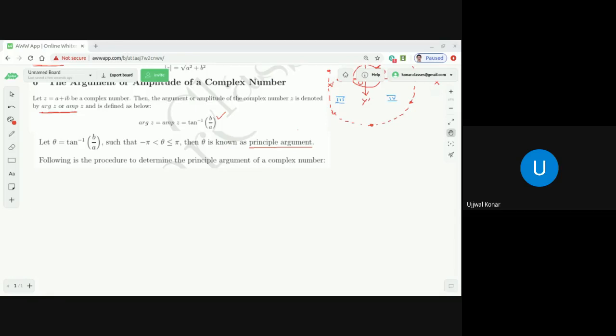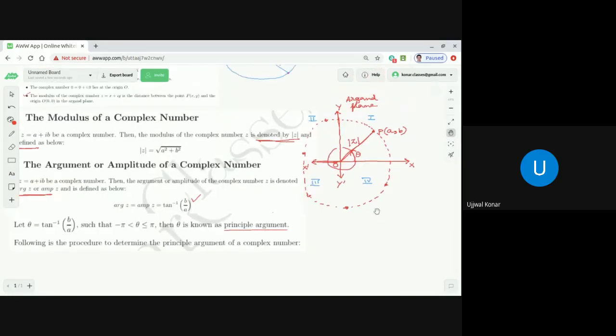If we represent a complex number z in the form of a plus ib, and the complex number is in the first quadrant, what will it be? Let me use a different color to write this one. If the complex number is in the first quadrant, dear students, its argument will be tan inverse of b by a. Let me write it down very clearly. So argument of z will be tan inverse of b by a, because both b and a are positive.